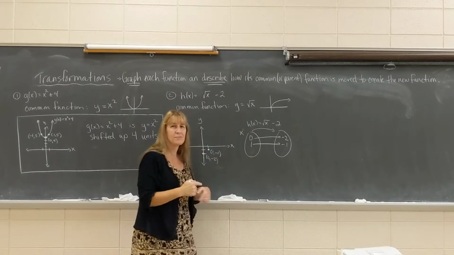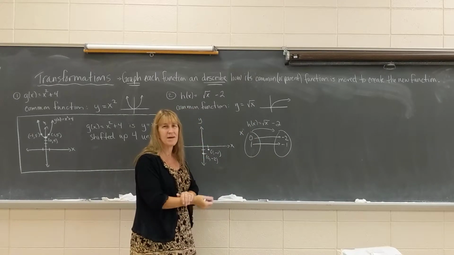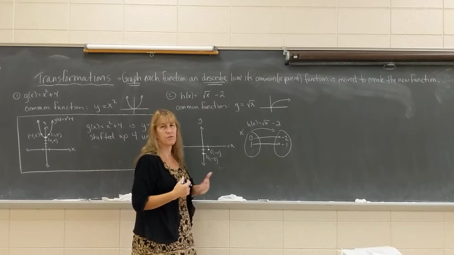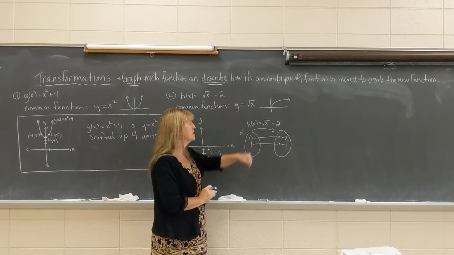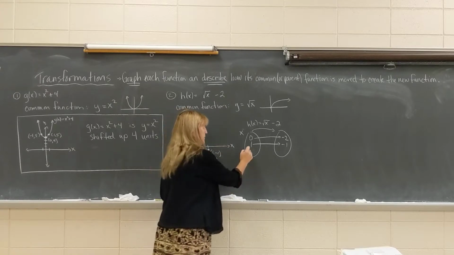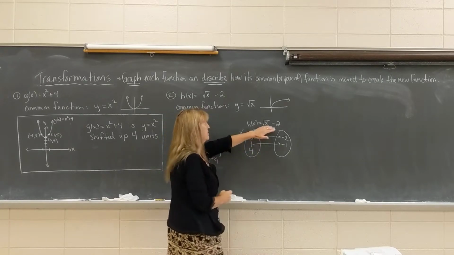Square root of 2, about 1.4, I don't really like that. I'm not going to graph that one. I'm choosing not to. Square root of 3, I'm choosing not to. It's about 1.7. I don't want to do that. So I'm going to try 4, and I'm going to put a 4 into my h of x function.